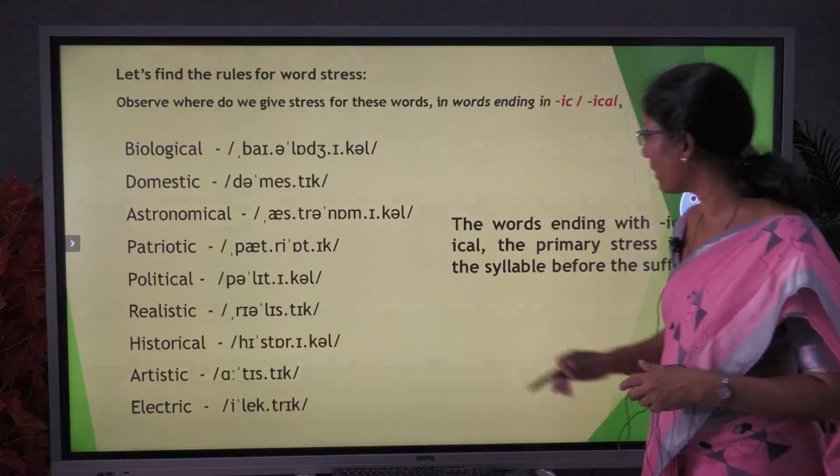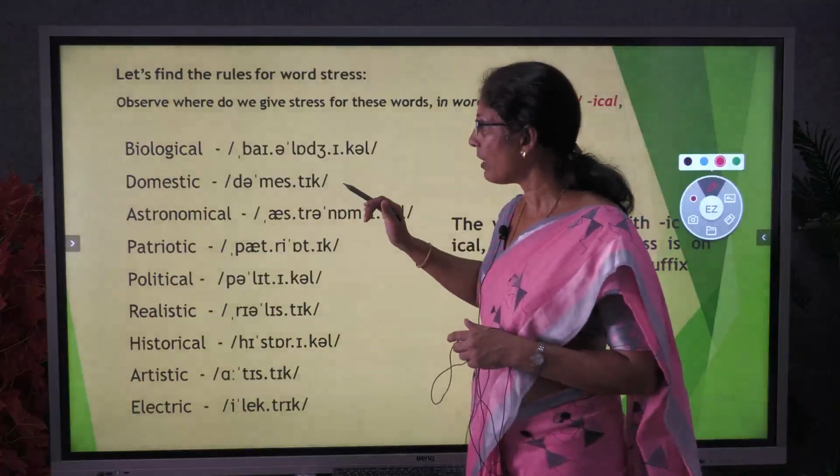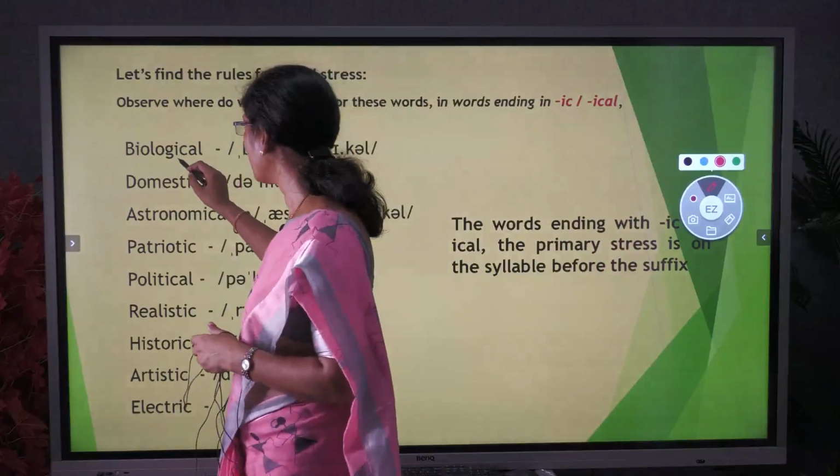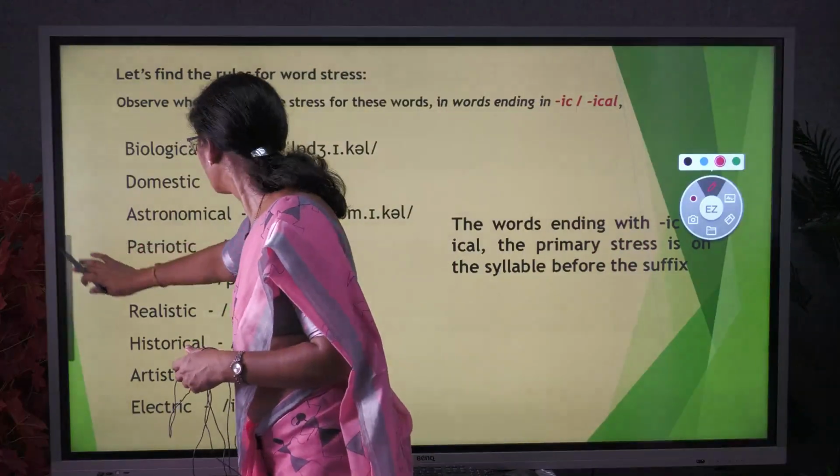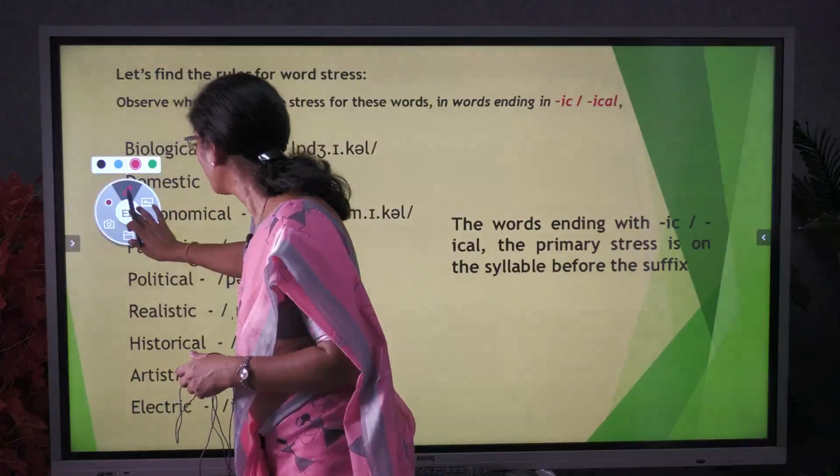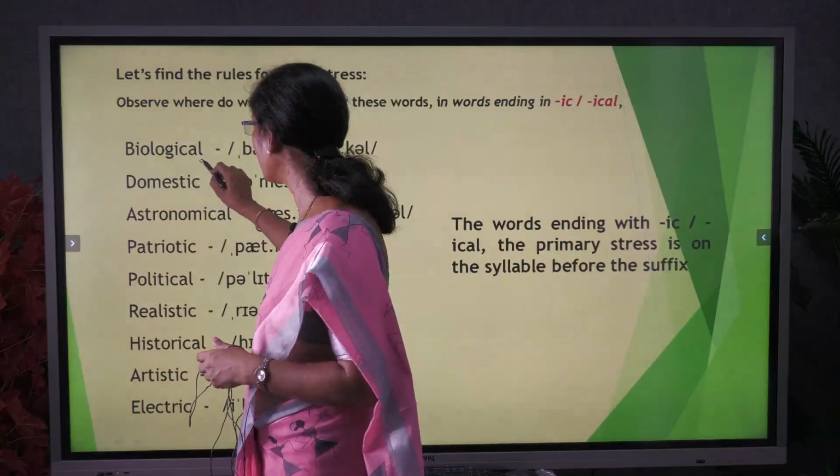See this one, you will find here. See, biological. So here ICAL is the suffix.